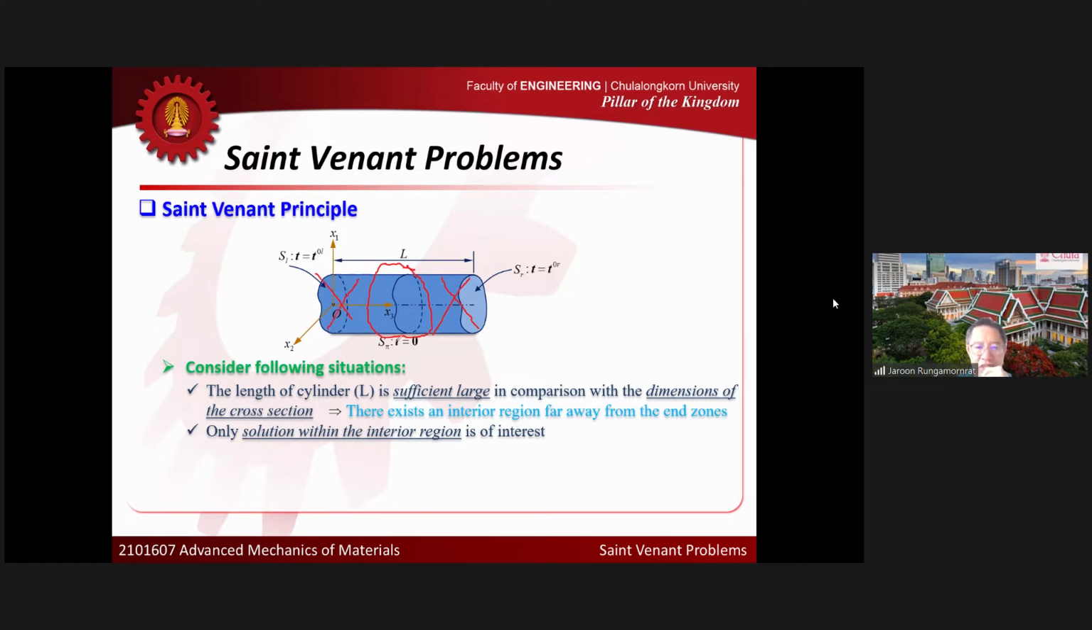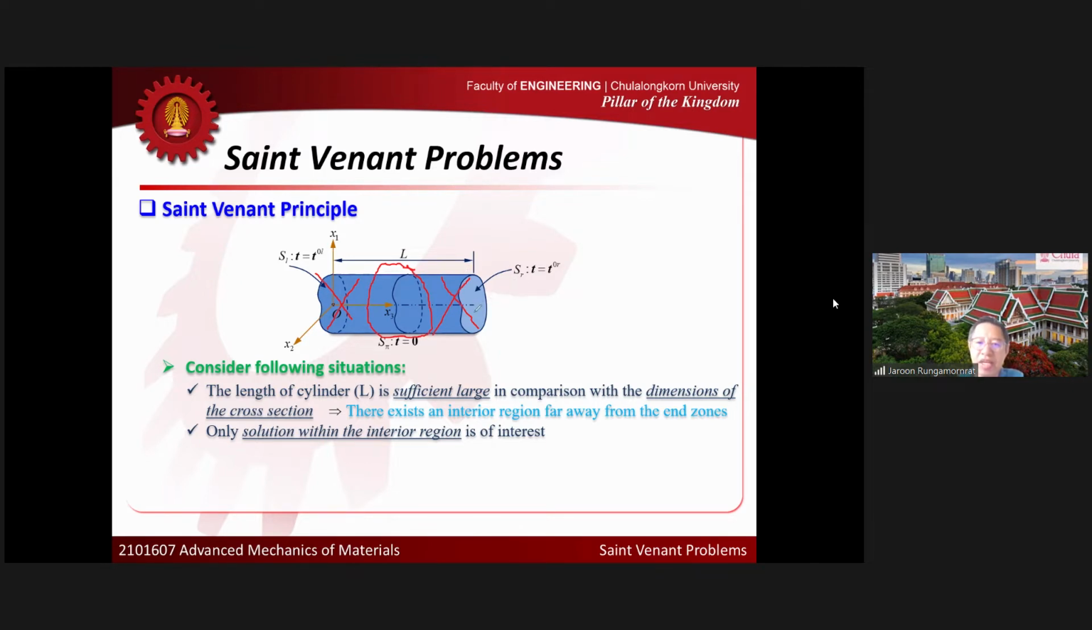The interior zone here exists if the length of the body is sufficiently large, right? If we are interested in the solution at any point inside this interior zone, we should be able to simplify the problem that we considered before, right? Because we apply the loading condition only at both ends. We apply zero body force, and we don't have any applied loading on the side face. So the loading condition is applied to the body at the left and right end.